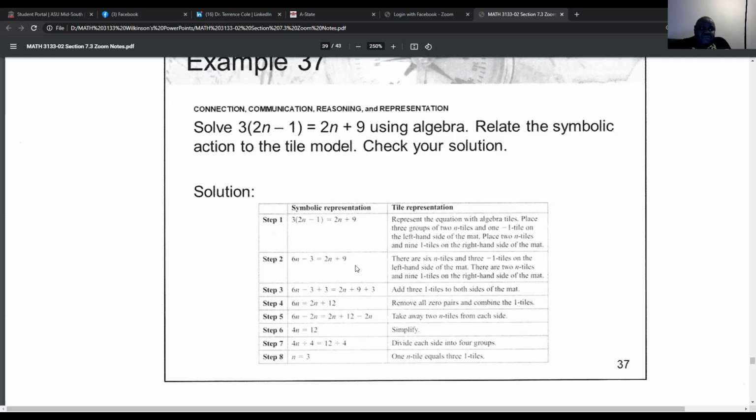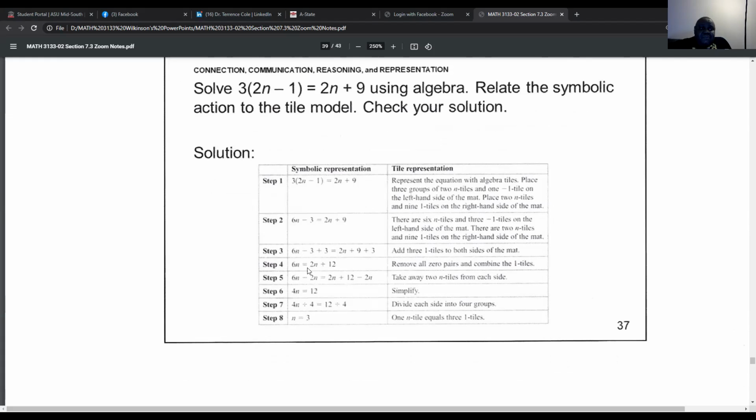Then step number 2. There are 6 n tiles and 3 negative 1 tiles on the left side of the mat. That's 6n minus 3, where they use the distributive property. And then on the right side, you got 2 n tiles and 9 1 tiles on the right-hand side of the mat. And then this is step number 3, where they added 3 to both sides. You add 3 1 tiles to both sides of the mat.